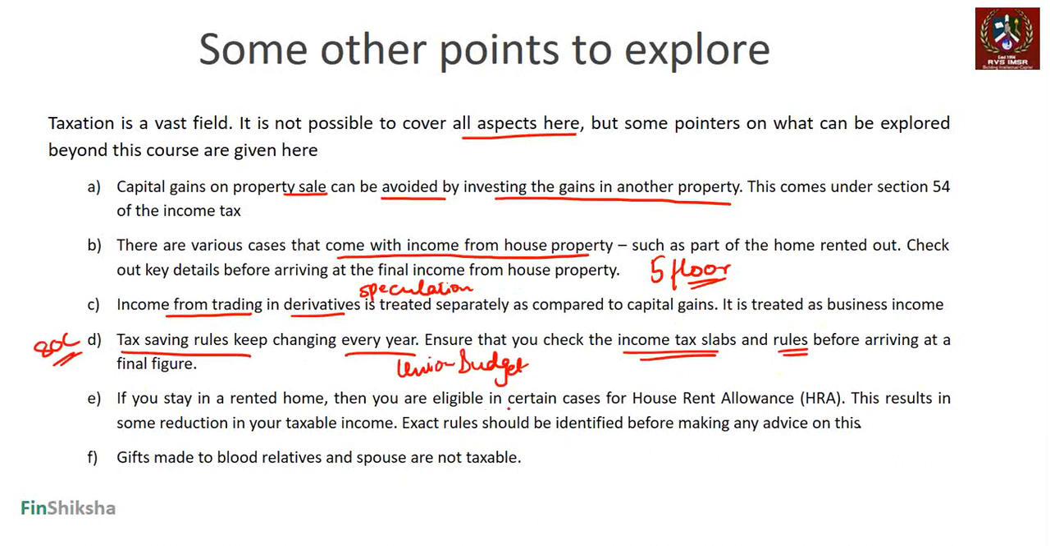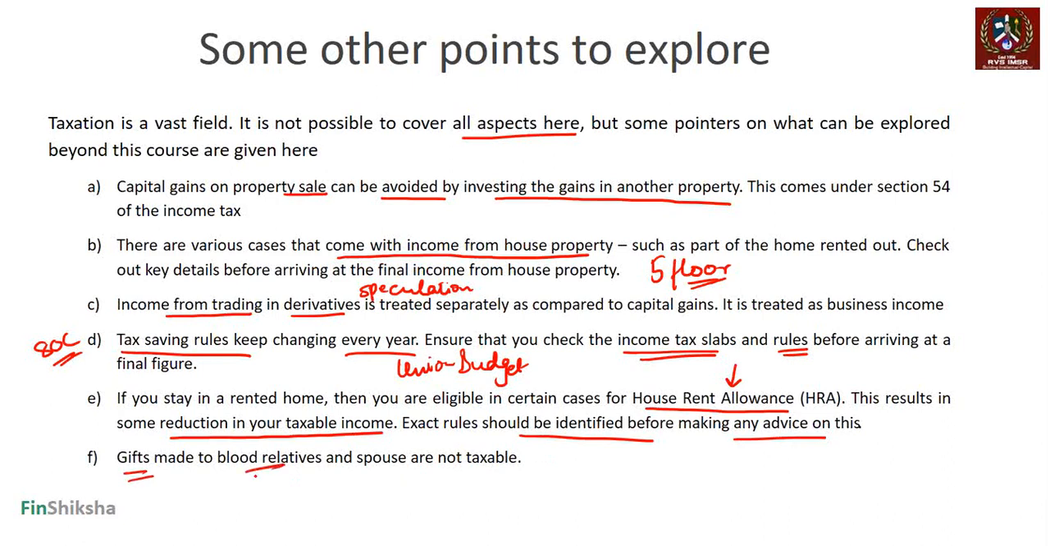If you stay in a rented home, you're eligible in certain cases for house rent allowance. Now you don't buy a home, you stay in a rented home. If there is an HRA component, house rent allowance component in your income, you're eligible for that. Then that allows you for some reduction in your taxable income. Again, exact rules should be identified before making any advice. But if you figure out that an individual is living in a rented house, then there could be a possibility of some taxable income going down because the house rent allowance is a part of his or her salary, right?